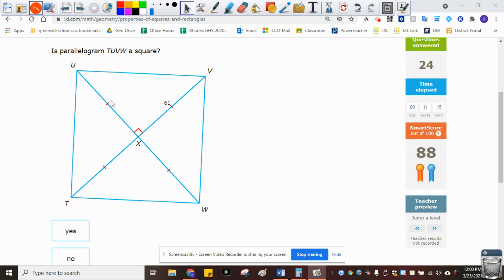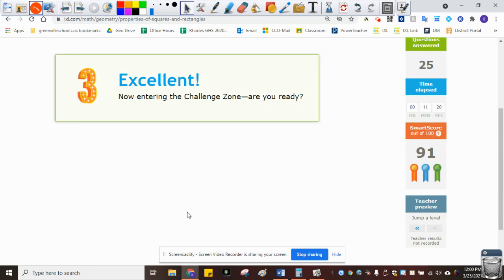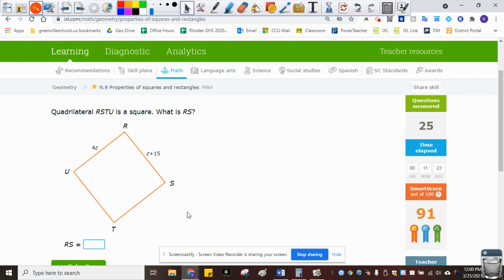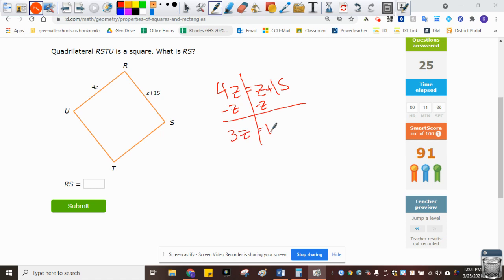Is this a square? They're 61, 61, 61, and the diagonals meet at 90-degree angles. So yes, it is. A square, all the sides are equal. So 4Z has to equal Z plus 15. So 3Z has to equal 15. So Z has to be 5. If Z is 5, then RS is 5 plus 15, which is 20. And then 4 times 5, that also is 20. So all of my sides are 20.